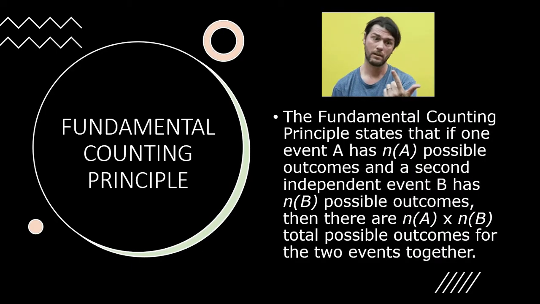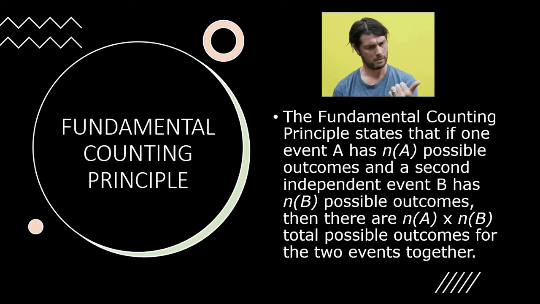The fundamental counting principle states that if one event A has n of A possible outcomes and the second independent event has n of B possible outcomes, then there are n of A multiplied by n of B total possible outcomes for the two events to be done together. This extends to a definite number of defined independent tasks or events to be done together. So when we have 4 tasks, we will just multiply the possible outcomes of each task.